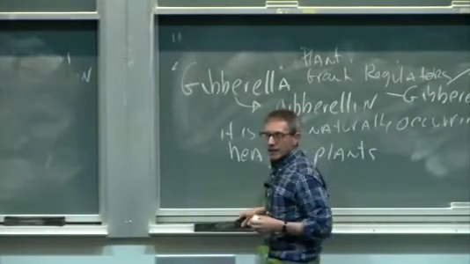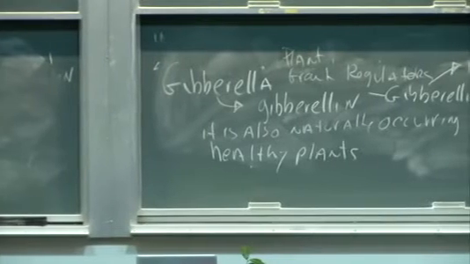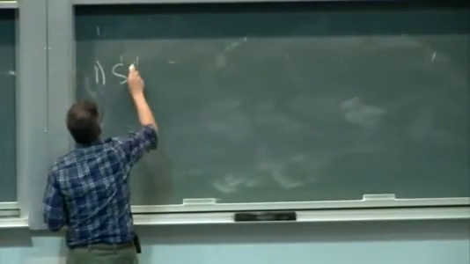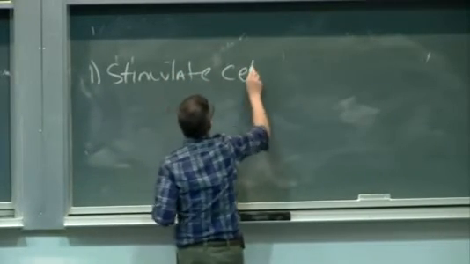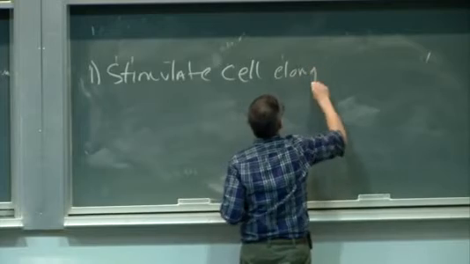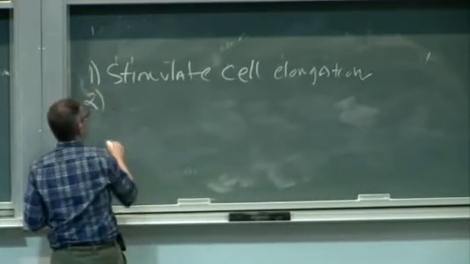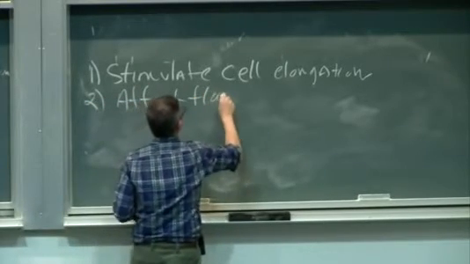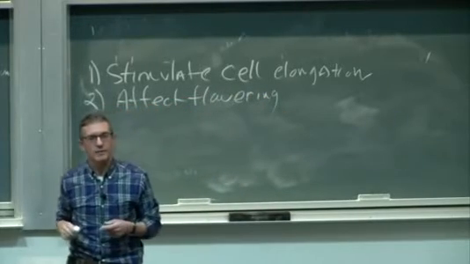And as with the auxins, I want to just give you a generalized list of the many effects, and this is just, again, the tip of the effects that they produce. The first one is that they stimulate, this is the generalized, cell elongation. This is how they were discovered. The second is they can affect flowering. And we're going to talk about that when we talk about flowering.